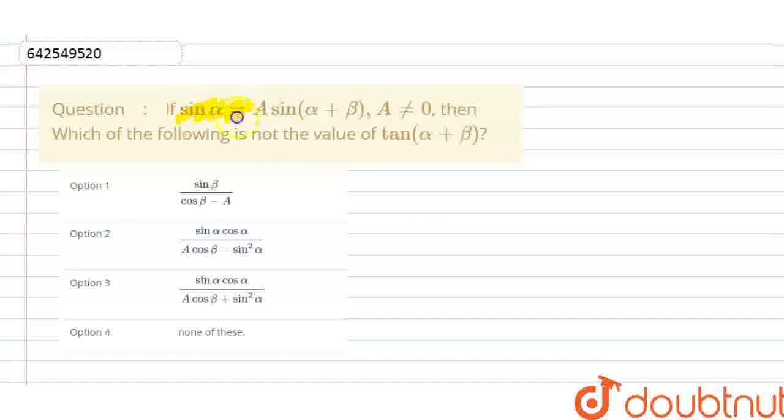Everyone, so the question is, if sine of alpha is equal to a sine of alpha plus beta, where a is not equal to 0, which of the following is not the value of tangent of alpha plus beta? We have 4 options. We have to calculate the answer and then take which of the following options is the correct option.